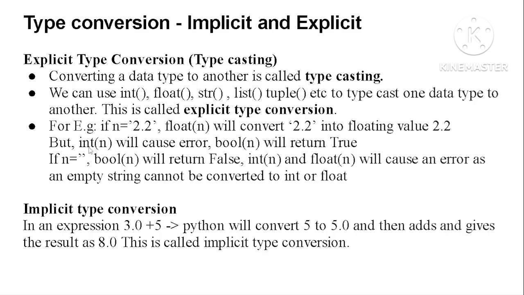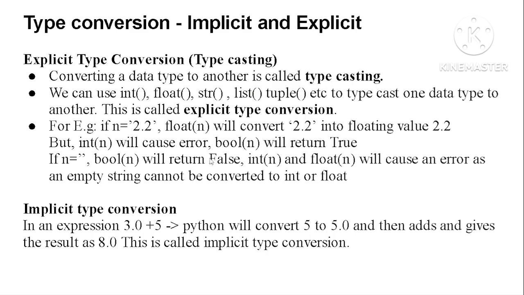Same way, when you try int of n, it will cause an error. Why? Because string of 2.2, if you remove the quotes, it's a float data type. Then float should be converted to int. You cannot directly convert this string to int. It needs double conversion. But when you directly try to convert this into int, it will cause an error.